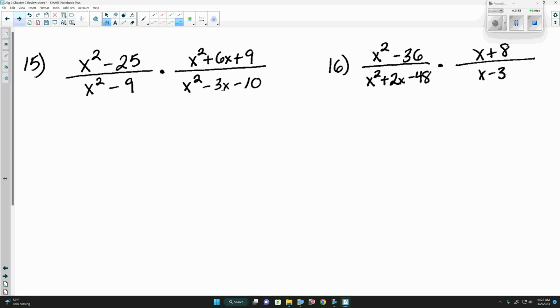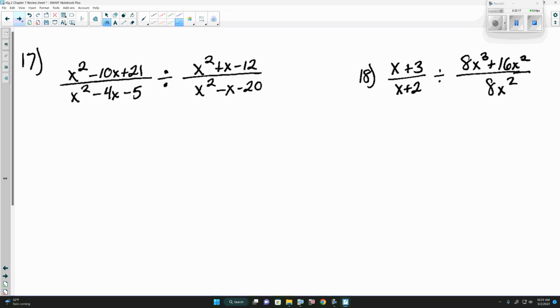So even if one of them, especially with multiplication, shows up as already, everything's in parentheses already factored, just start multiplying, simplifying. You don't have to do anything to it. Questions on 15 or 16? Because mostly multiplication is just factoring. We factor, simplify. Division. We'll look at 17.